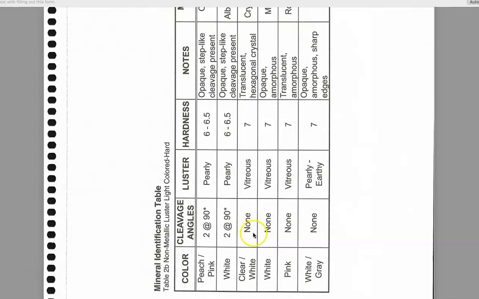Clear to white is still an option. White is still an option. And white to gray is still an option. Now let's go back to our luster. Before, we just said it was non-metallic. What do you guys think? Are we looking at something that's pearly or earthy, or something that's vitreous? Pearly. All right. Anybody else?